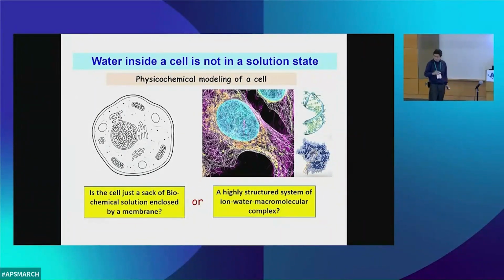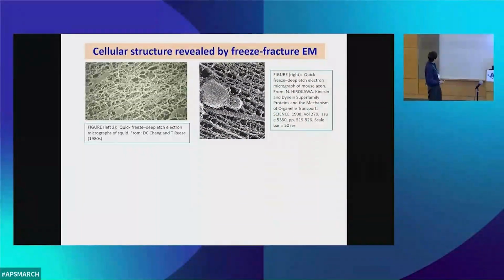But starting in about 1980, people changed their minds. Nowadays, using different types of microscopy, you can see the cell is a highly structured system of iron, water, and macromolecular complexes. In the 80s, I did some work with Tom Lee's group at NIH using deep etching, rapid freezing, and electron microscopy. This work was produced by another scientist. You see this bar, this gap bar is 15 nanometers.